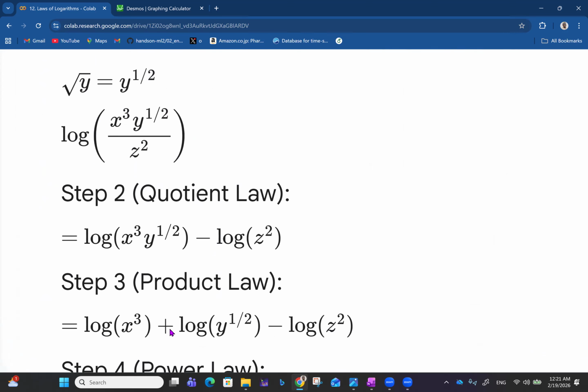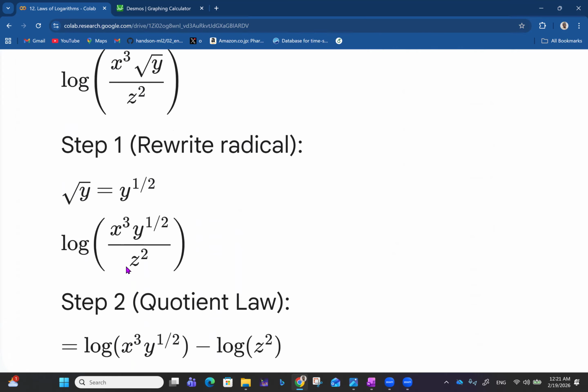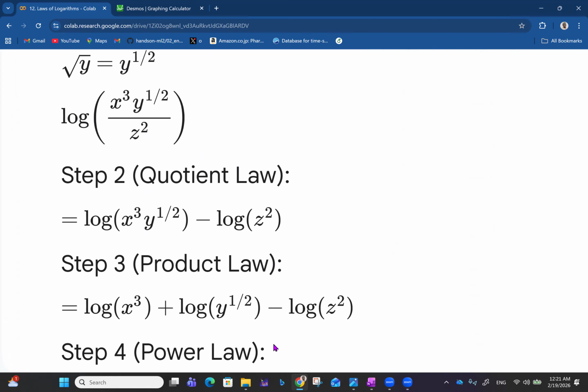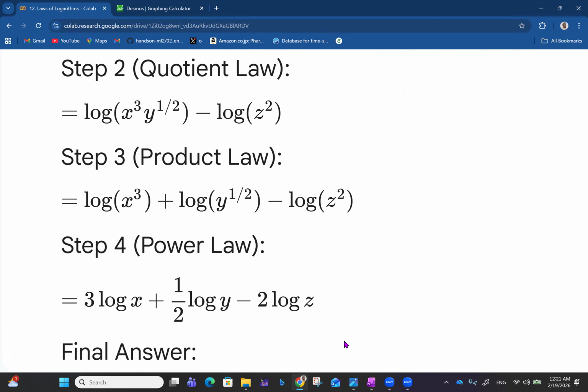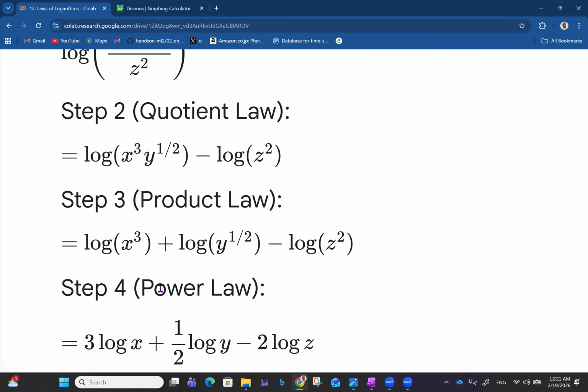Then from there, you apply the quotient law. To apply the quotient law, you have log x cubed y half minus log z squared. That is settled. The next thing is you can apply the product law because these two are multiplied. So you can have log x cubed plus log y raised to half minus log z squared that was there before. And then finally, you can apply the power law.